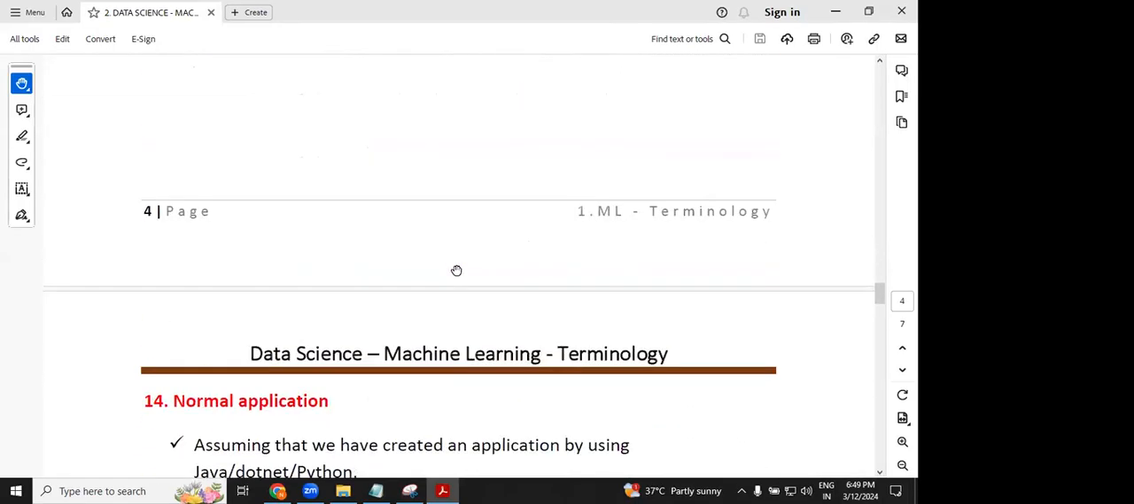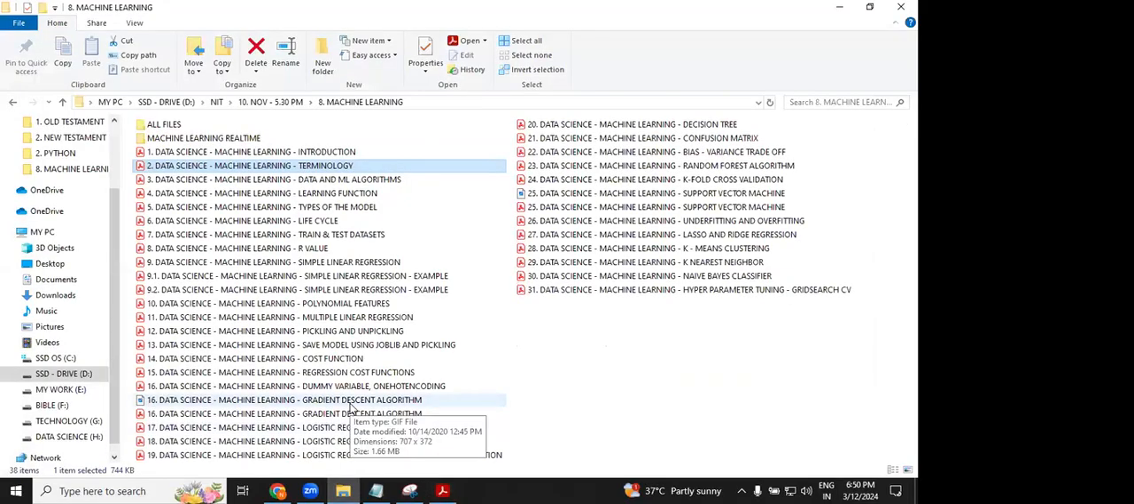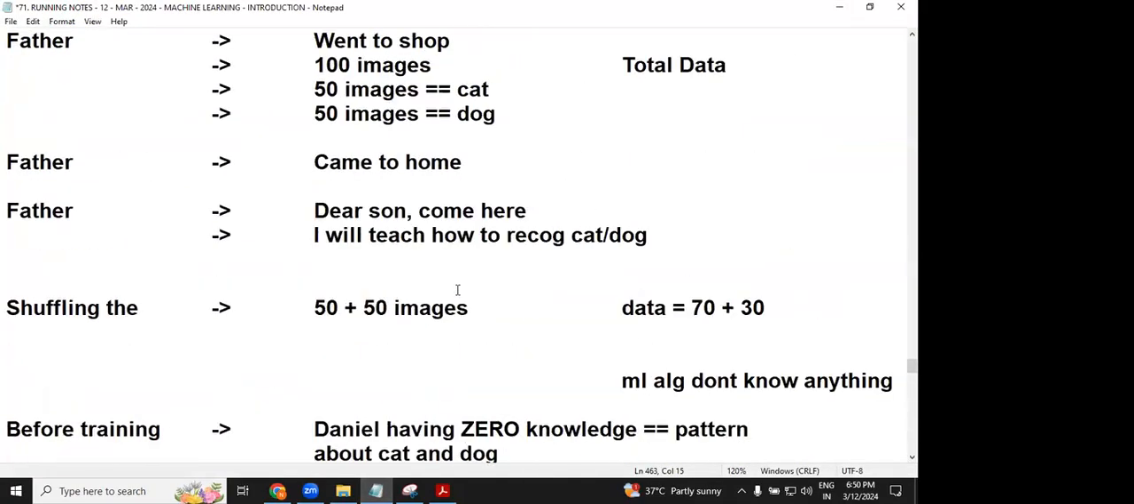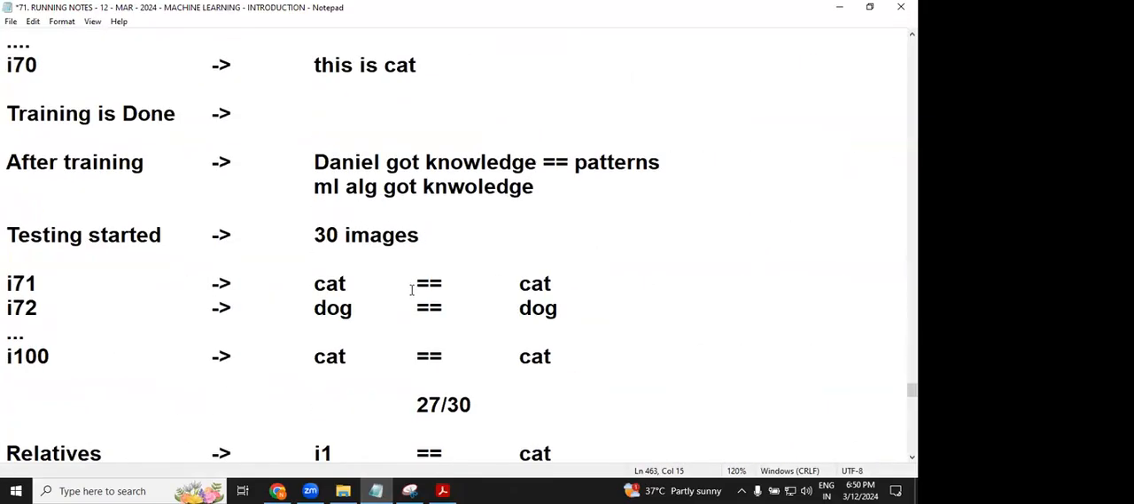Tomorrow I need to continue from here. Don't miss tomorrow's session. All right, we are done for today's session. Am I going fast actually? No, right? We are very near. Tomorrow: data and ML algorithms, learning function, types of model. Tomorrow we are going to target two topics, maybe the practicals. Today is Tuesday. Don't miss the Thursday session. And today's fun example that I explained, tomorrow I will also give a small recap, because it is important.